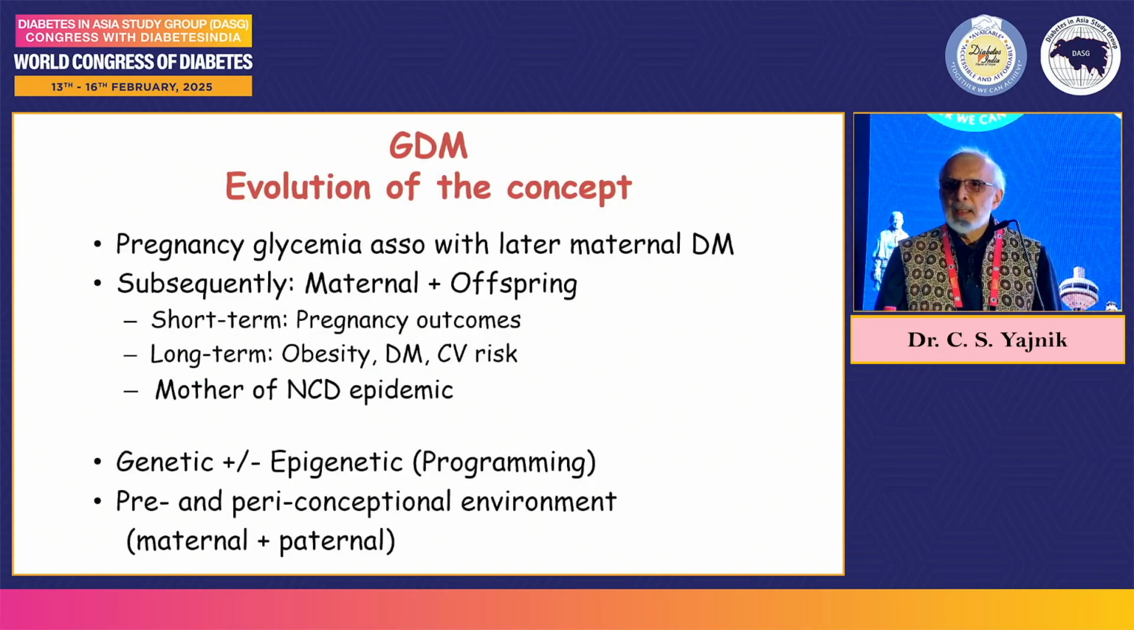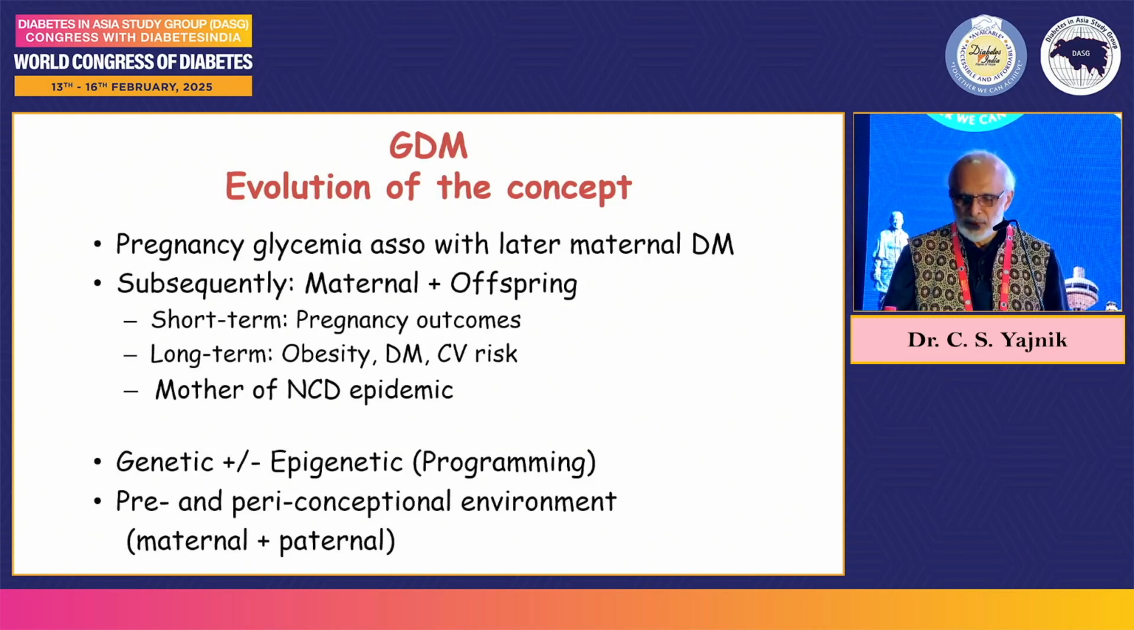The concept started in 1964 with the O'Sullivan and Mahan publication, which was actually related to risk of diabetes in a woman in later life. It had nothing to do with pregnancy. It later on emerged that actually high glucose in pregnancy has some maternal and offspring outcome association, not only in the short term but also in the long term.